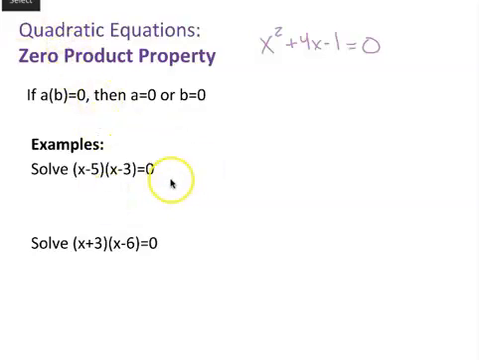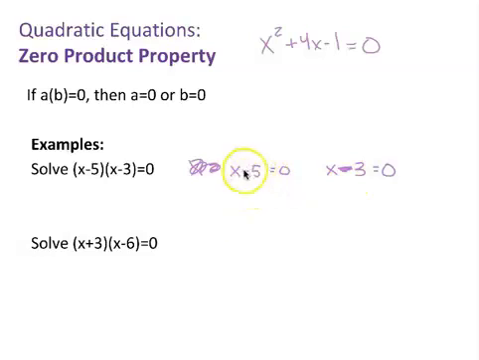So how do we solve this using the zero product property? Well, what we're going to do is set both of our sets of parentheses equal to 0 and solve for them. So I'm going to say x minus 5 equals 0, and I'm going to solve for that. Or we've got x minus 3 equals 0, and solve for both of those equations.